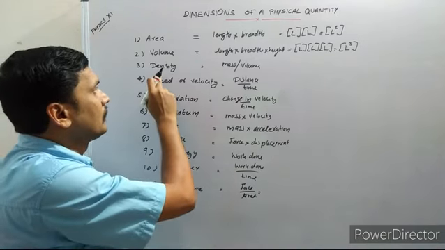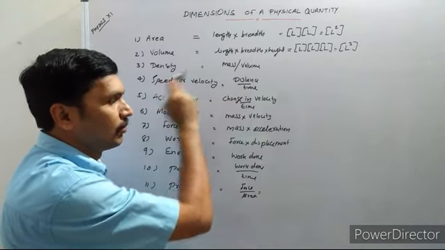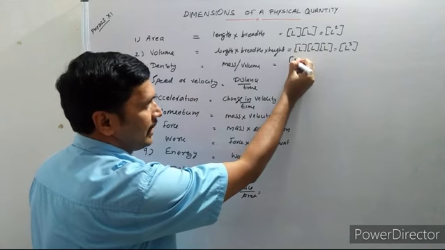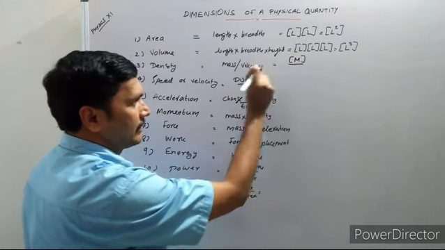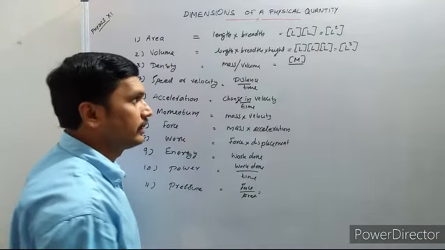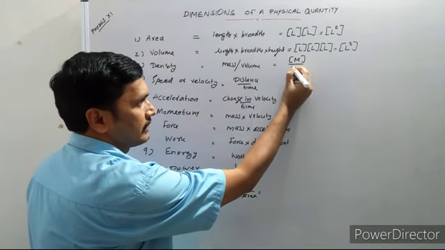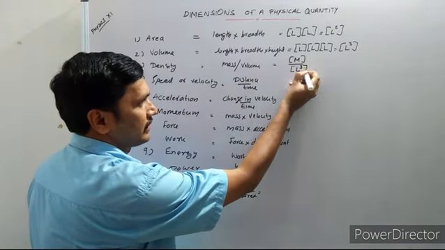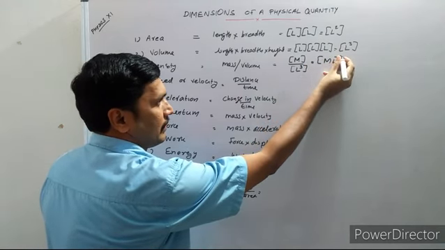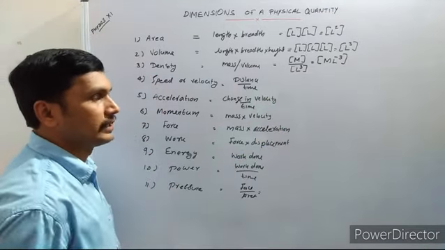Okay. Now the density. The equation for density is mass by volume. So write the dimension of mass divided by the dimension of volume. We already found that the dimension of volume is L raised to 3. So we can simply write divided by L raised to 3, and rewrite it this way: M L raised to minus 3. That's the dimension of density.